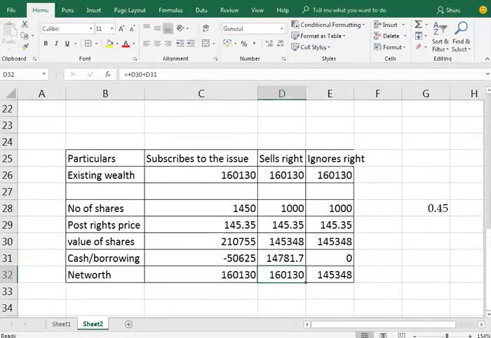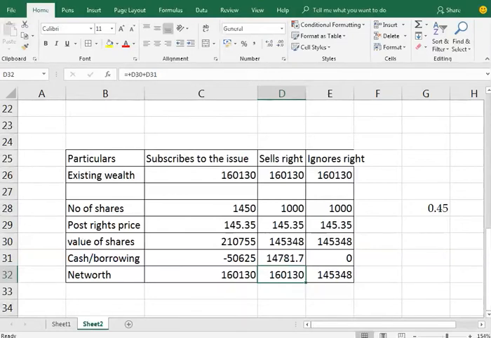My wealth moves like this. It starts at 150. They announce the project, it goes to 160, 130. Rights issue completed, I subscribe or I sell, I remain at 160, 130. If I do nothing, I'll fall down to 145, 348.